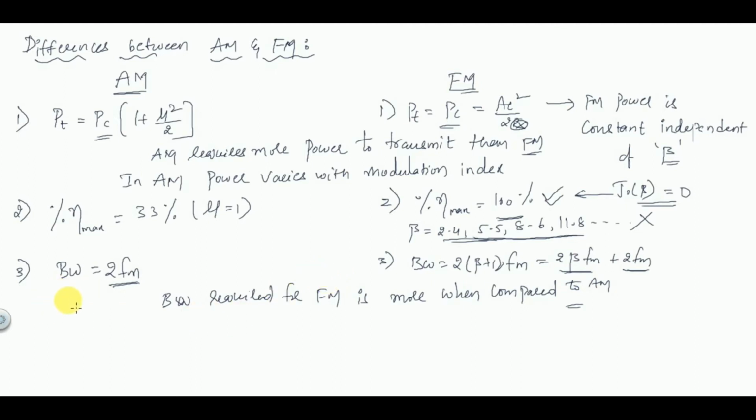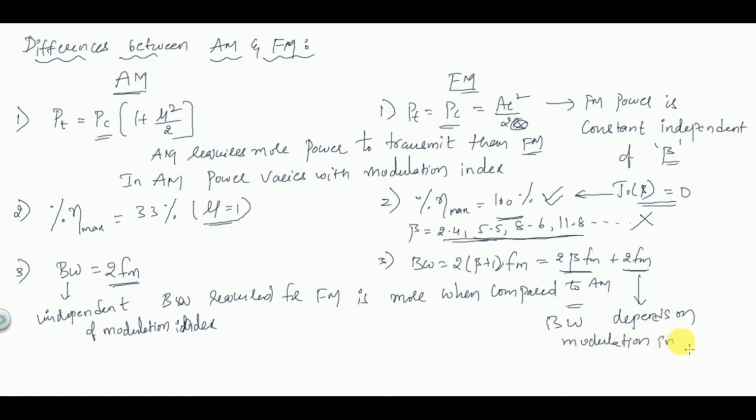Okay, so bandwidth here is independent of modulation index, because it does not depend on the mu value. Mu is the modulation index in this case, that is AM. But now here it is depending on modulation index. So bandwidth depends on modulation index in the case of FM. Okay, so in FM, bandwidth depends on the modulation index.